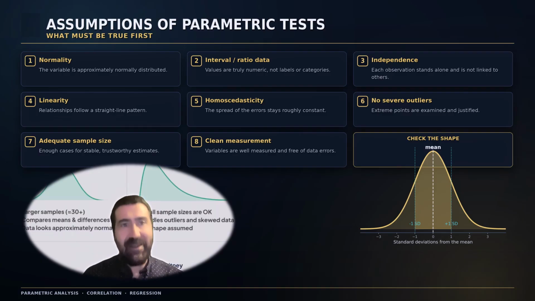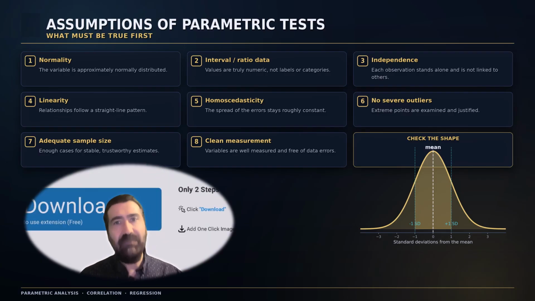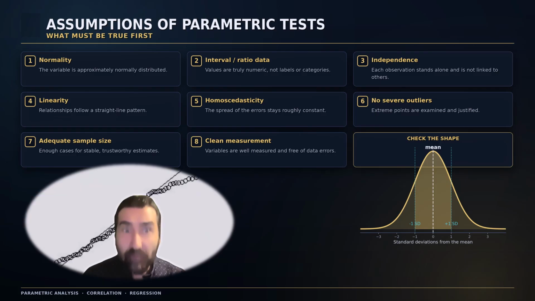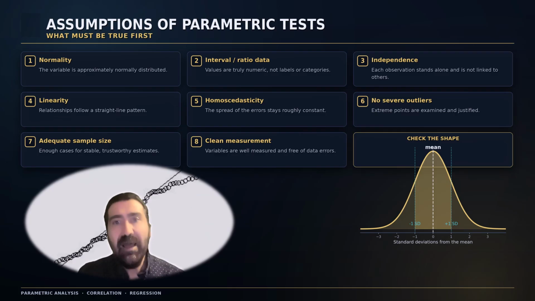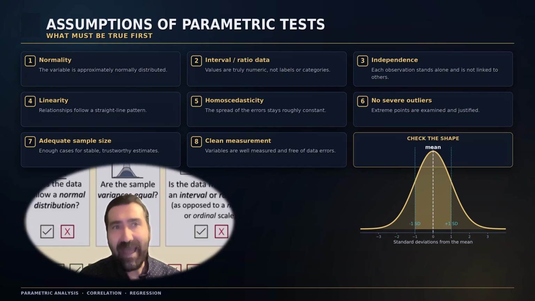And here is a friendly tip that ties all eight of these together. Before you run a single test, just look at the shape of your data, plot it. A quick histogram or a simple scatter plot will tell you more in five seconds than a whole page of numbers ever could. Check the shape first, then choose your test.